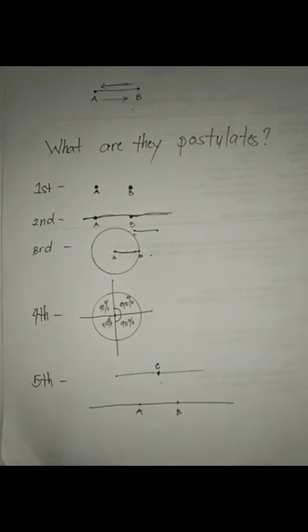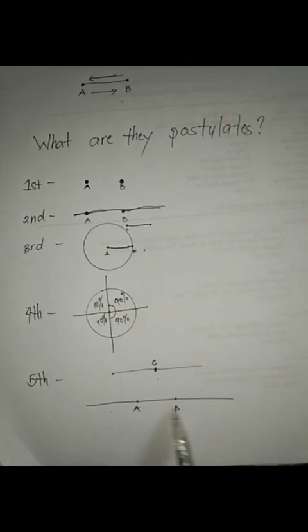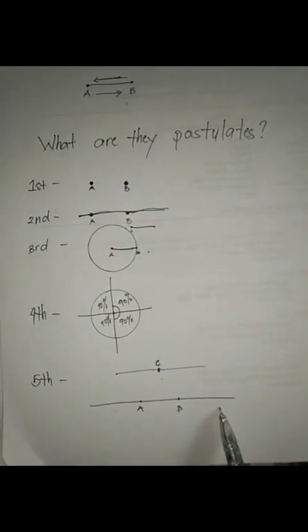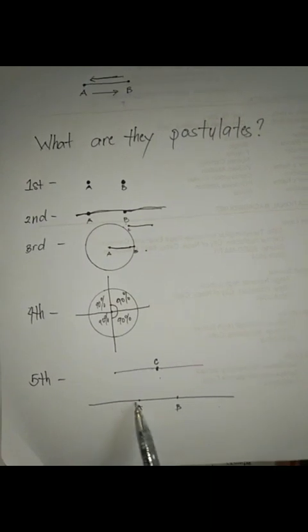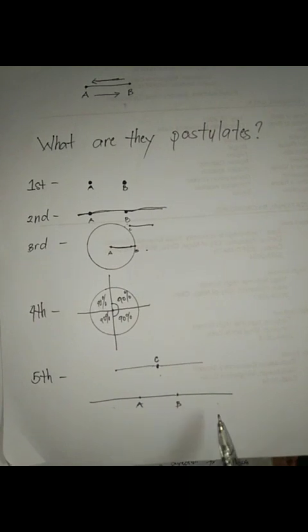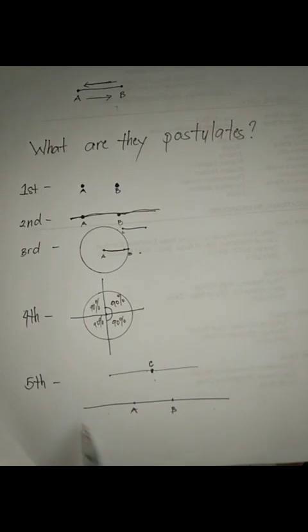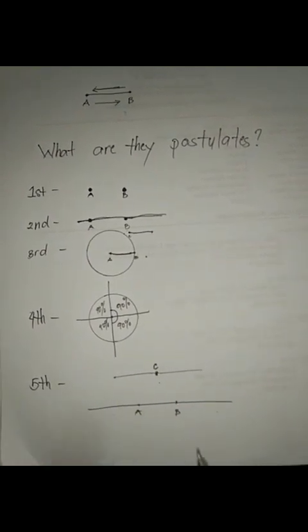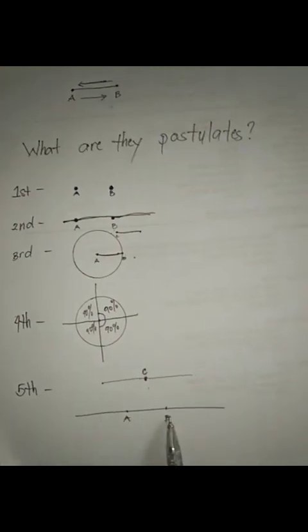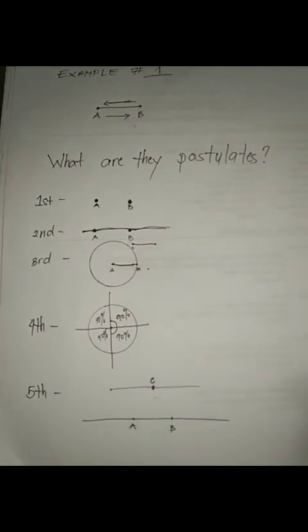The fifth and famous postulate: if we are given a line and also points A and B that are not on the line, you can see the point C. You can describe a single unique line, or a unique parallel line, to this line. That's the fifth postulate.